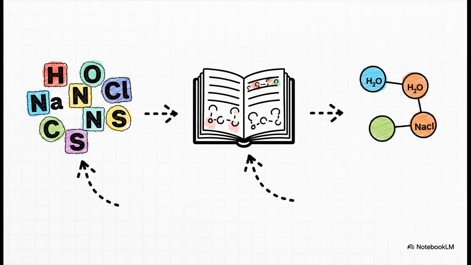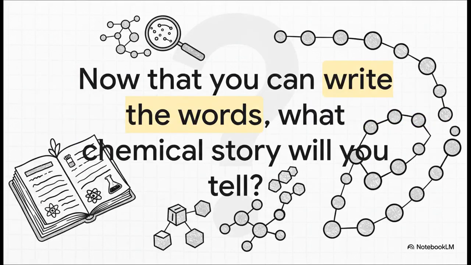So let's just pull it all together real quick. We started with the letters of our alphabet, the element symbols. Then we learned the grammar, that's valency. And by putting them together with that simple crisscross method, we learned to write words, the chemical formulas that build our entire universe. It really is that simple. You've just unlocked a really powerful skill for understanding the world on a molecular level. This isn't just about passing a test. It's about getting the tools to read the recipe book of reality itself. How cool is that? So my question to you is, now that you can write the words, what chemical story are you going to tell?